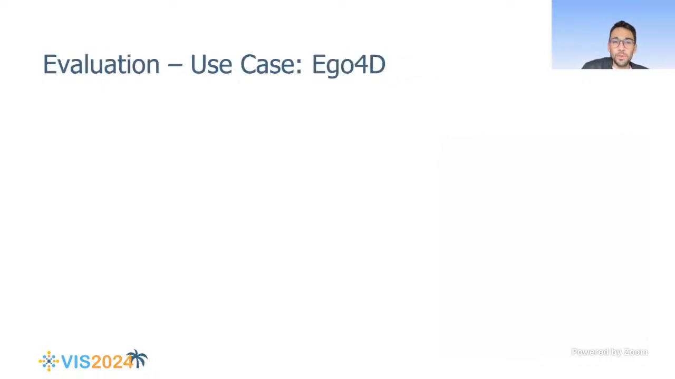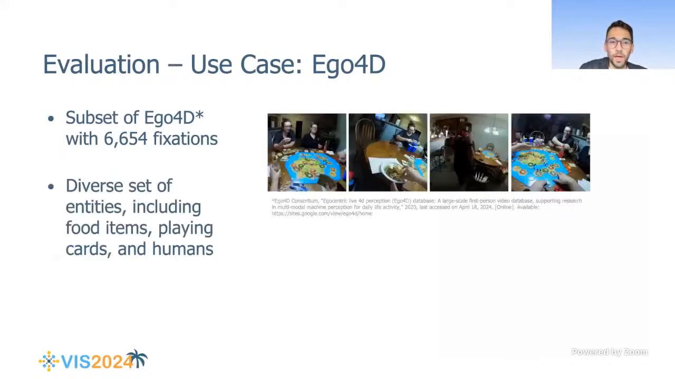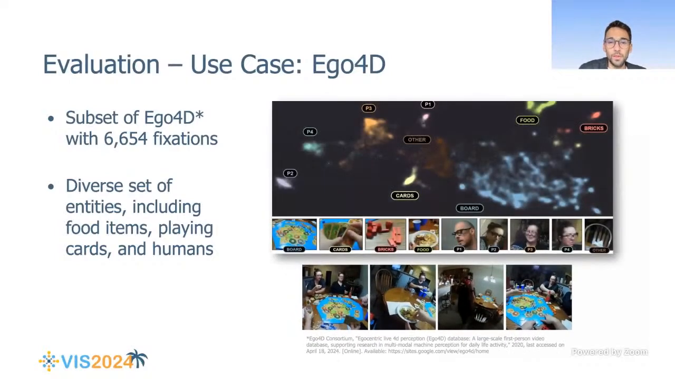We evaluated our approach with use cases on 2 different datasets. For the purpose of this presentation, I focus only on a single dataset. Our first use case is performed on a subset of Ego4D, consisting of around 6,000 fixations. Our chosen subset contains a diverse set of entities, including food items, playing cards, and humans. With our approach, we could identify all categories and identify problematic categories such as cards and bricks with many problematic fixations.